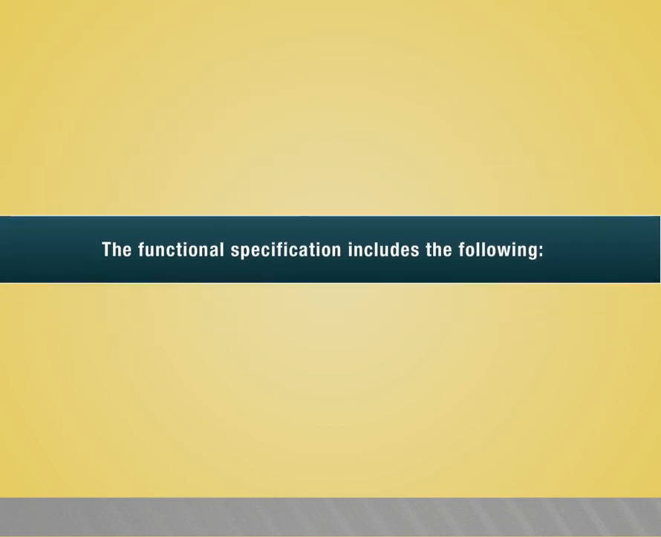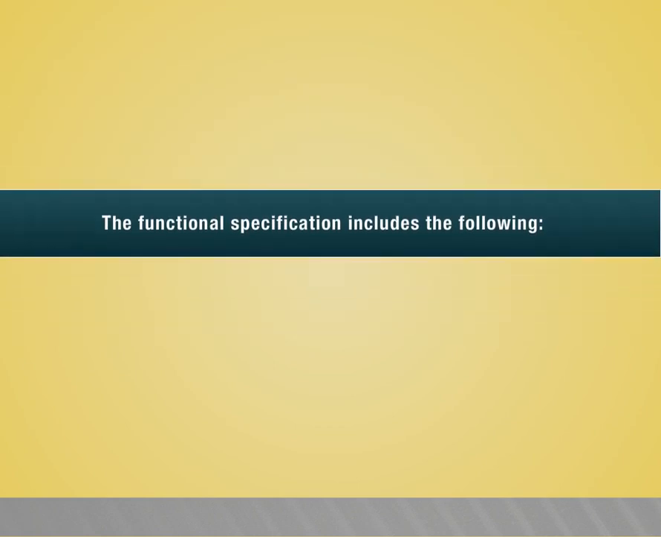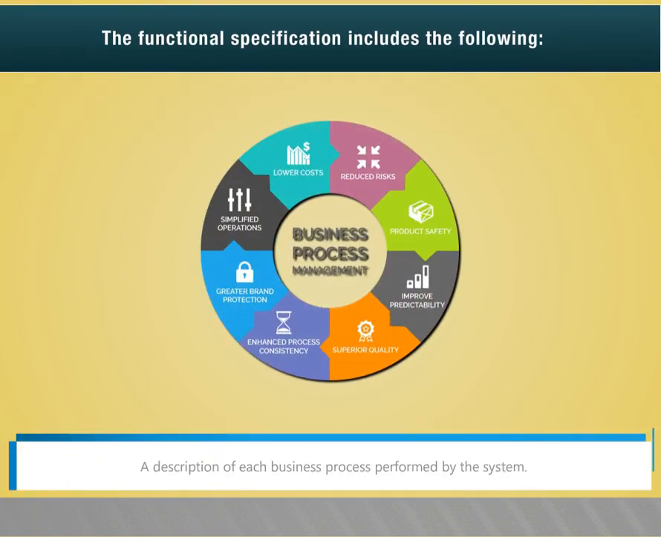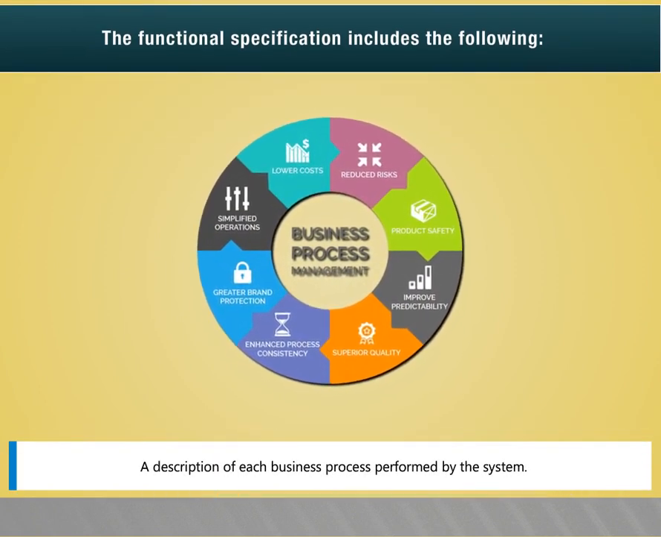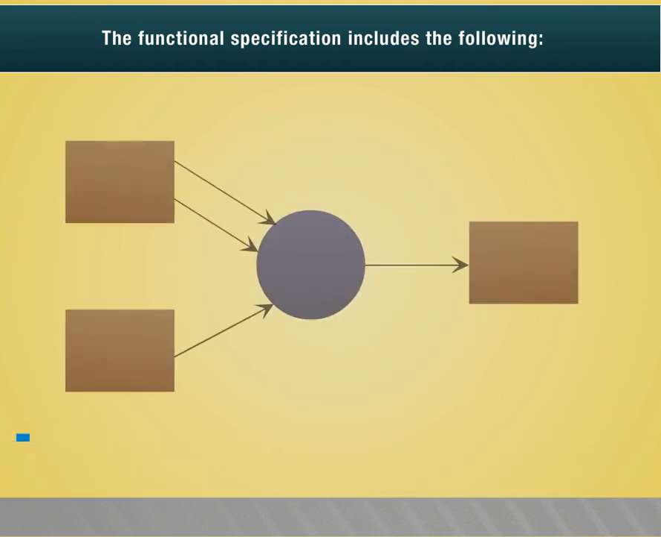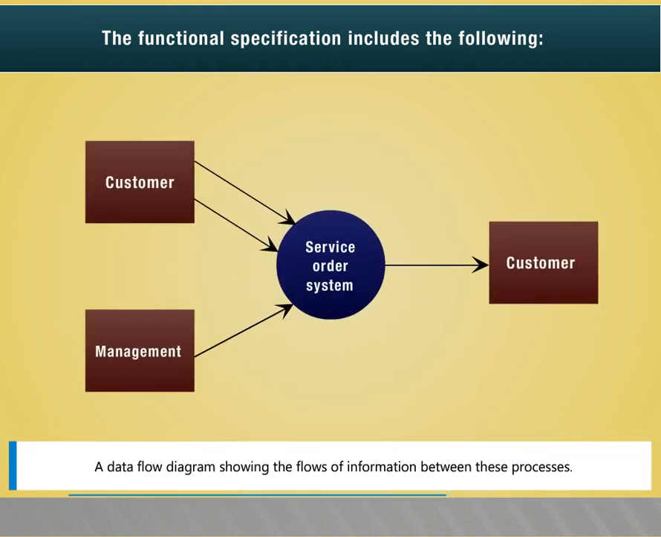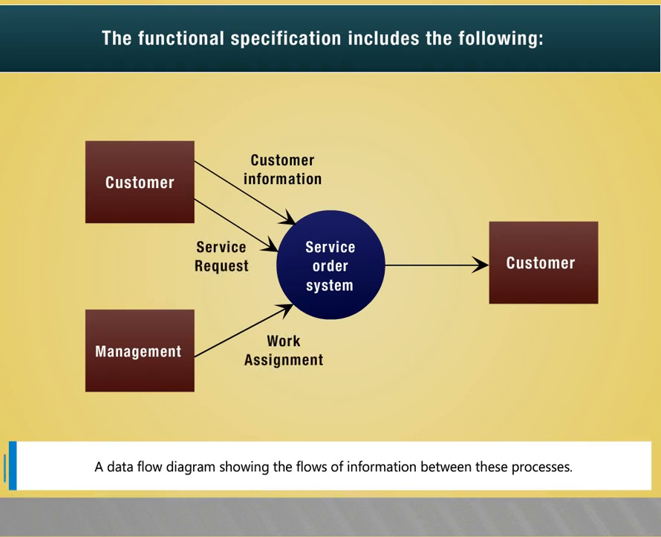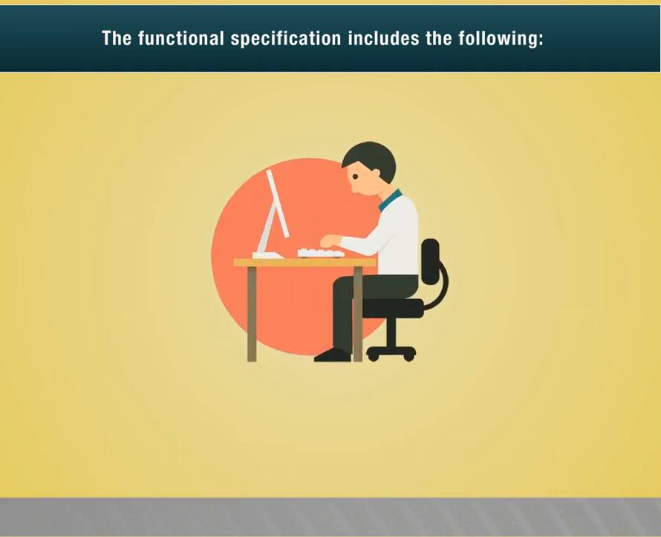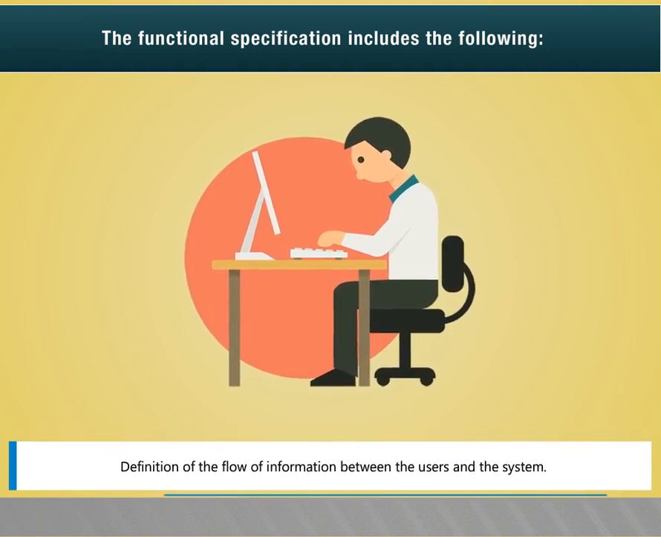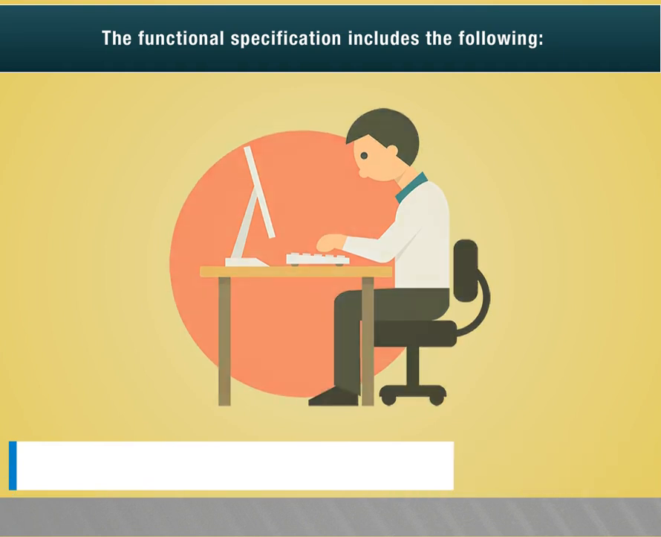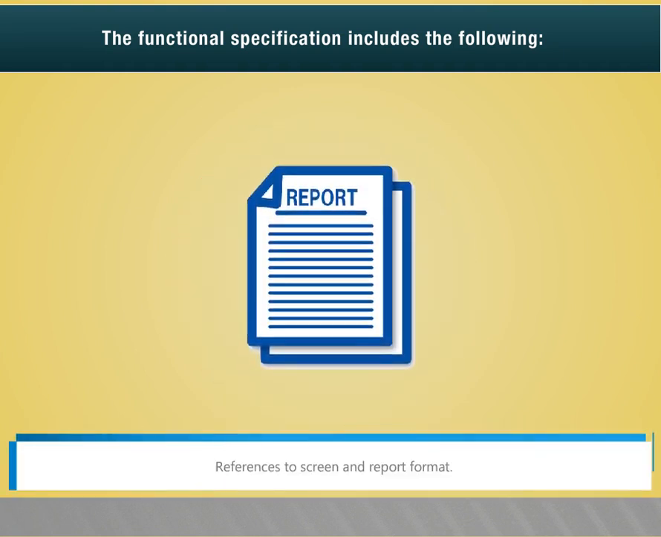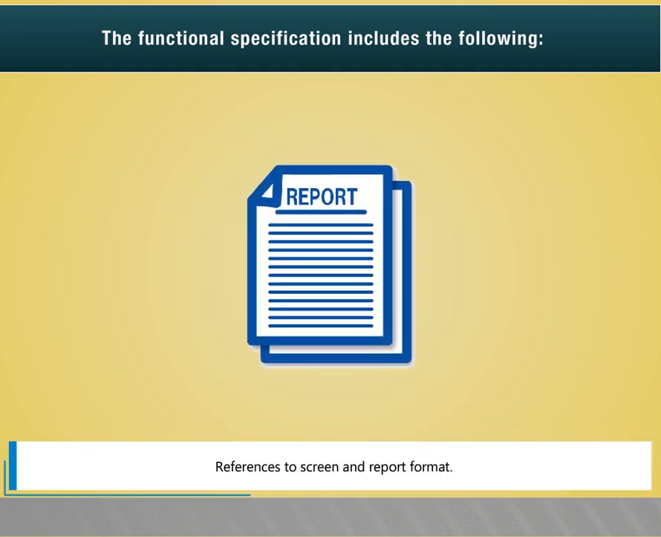The functional specification includes the following: a description of each business process performed by the system, a data flow diagram showing the flows of information between these processes, definition of the flow of information between the users and the system, references to screen and report format.